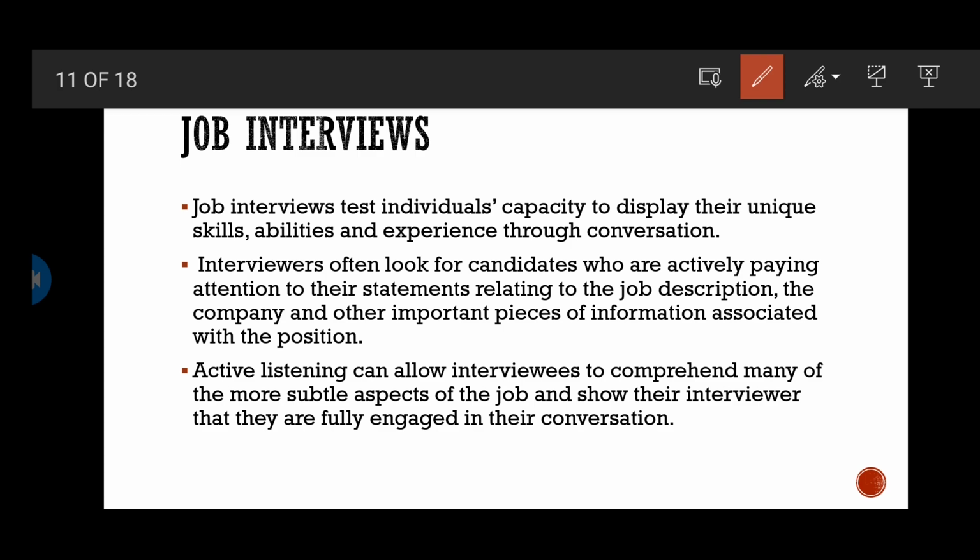The company and other important pieces of information associated with the position, while they are discussing many important things, or try to impose questions on you. If you are performing passive listening and giving wrong, poor answers and not paying attention to the statements, it may lead to you not getting the job.